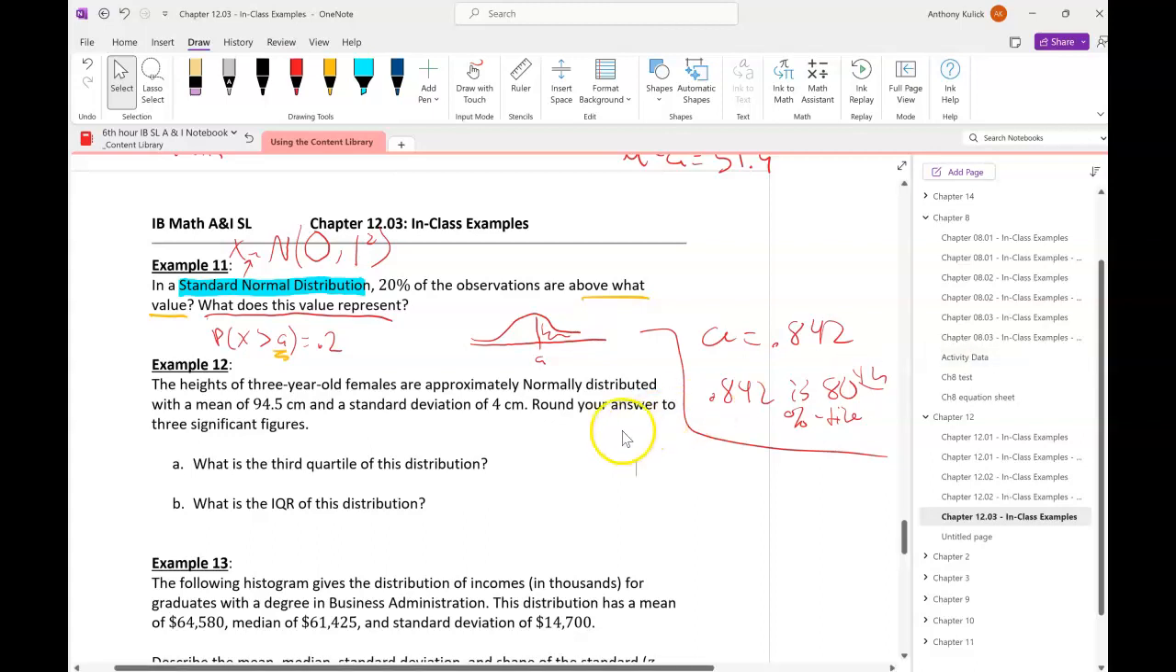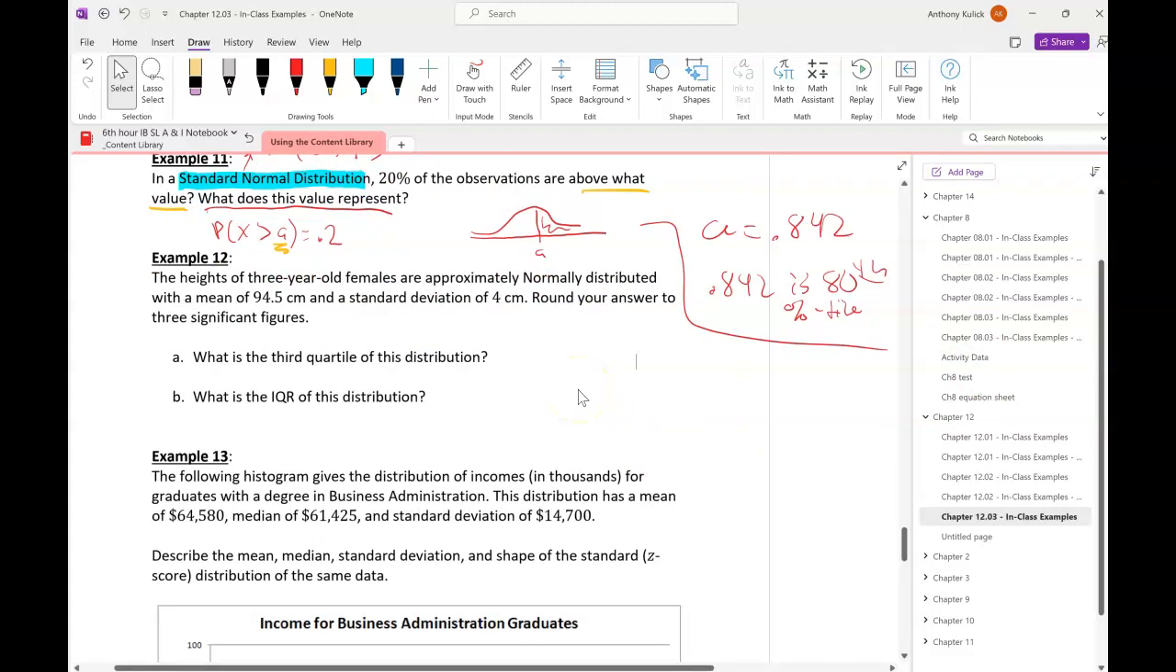Okay. All right. The heights of 3-year-old females are approximately normally distributed with a mean of 94.5 centimeters and a standard deviation of 4. What is the third quartile of this distribution? Luke. What does third quartile mean? So like the top 25%. Yeah, it's the 75th percentile.